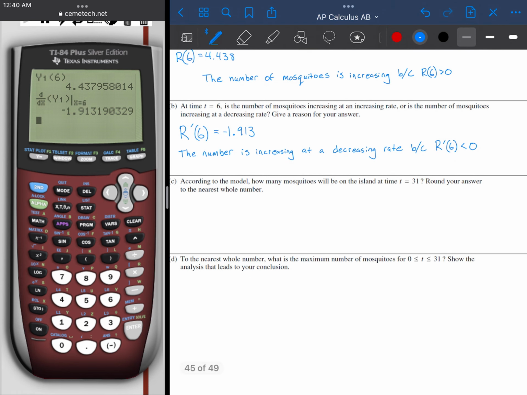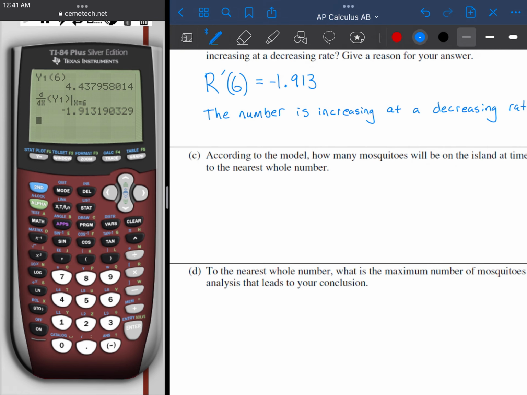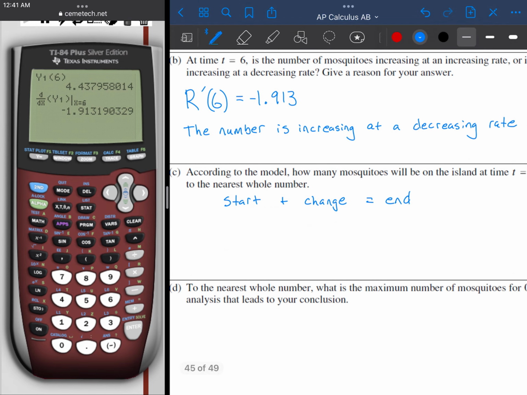Part C. According to the model, how many mosquitoes will be on the island? Okay, what is the end amount of mosquitoes at time t equals 31? We have to take into account our start conditions now. Our end amount is at time t equals 31. So it's always going to be start plus change is equal to the end. And our start, I totally forgot what it was. There's 1,000 for our start.